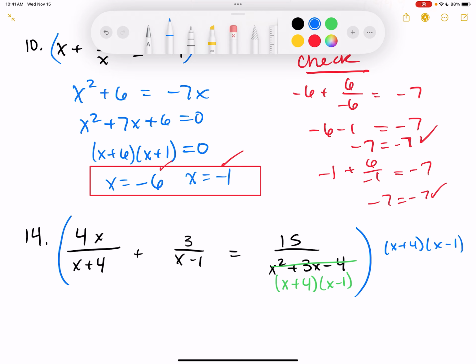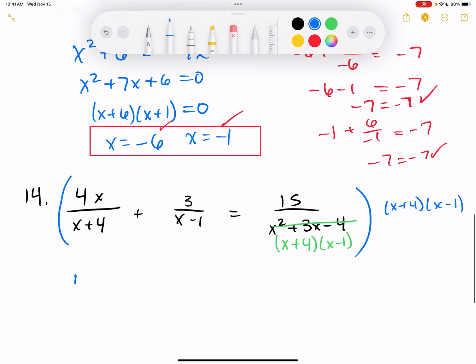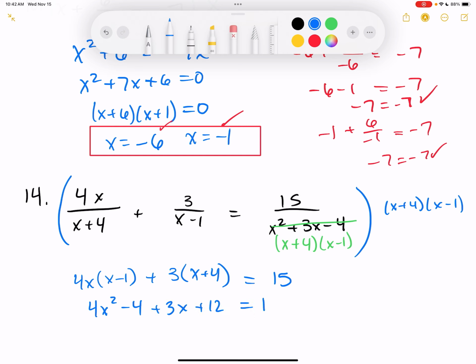So that means I would have 4x times x minus 1 plus 3 times x plus 4. Then on the other side, everything cancels, so I would just be left with 15. Obviously you could have multiplied it through if you wanted to. I'm writing every little step so that if you go back to look, you're not confused. So 4x squared minus 4x plus 3x plus 12 equals 15.